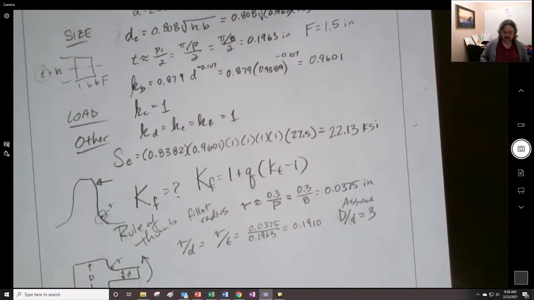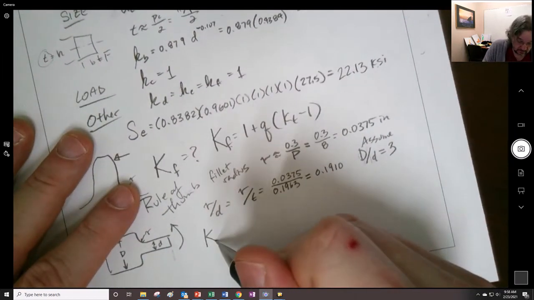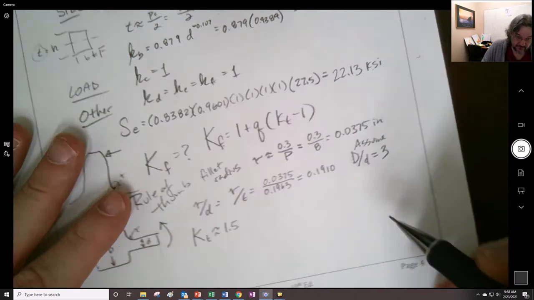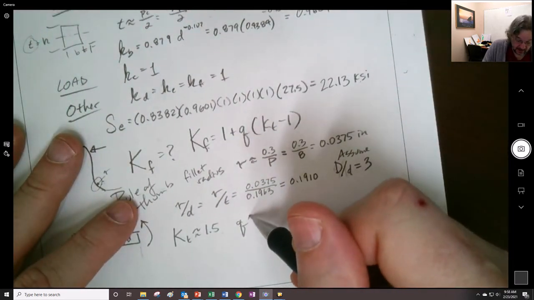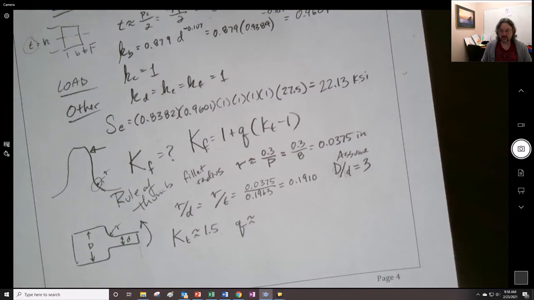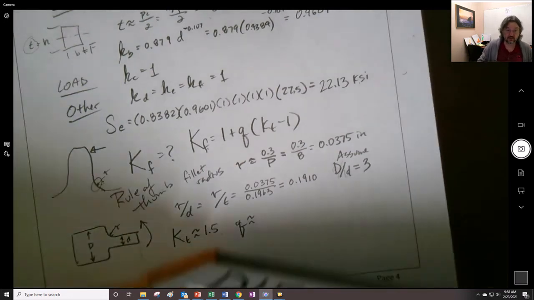So our estimate for our KT is 1.5. Now we need a Q. And we're already doing lots of estimates. So using that crazy equation that's in chapter 6 for our notch sensitivity, which knocks down our stress concentration, is like an overkill type of thing. We don't need to go into that much precision, because we were already making some assumptions, but we still want to carefully pick numbers off, not just willy-nilly guess stuff.